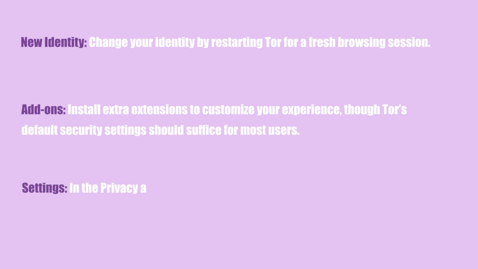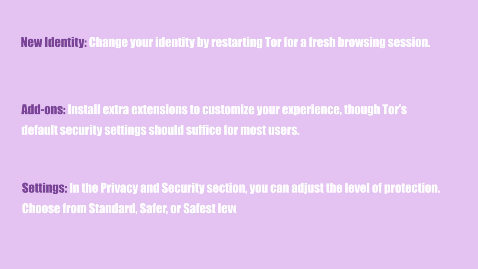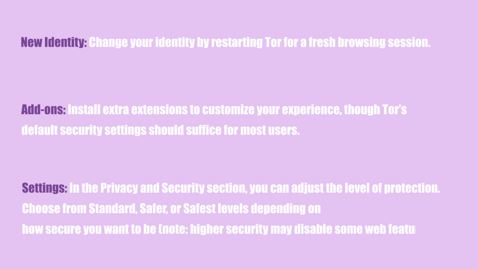Settings. In the privacy and security section, you can adjust the level of protection. Choose from standard, safer or safest levels depending on how secure you want to be. Note, higher security may disable some web features.